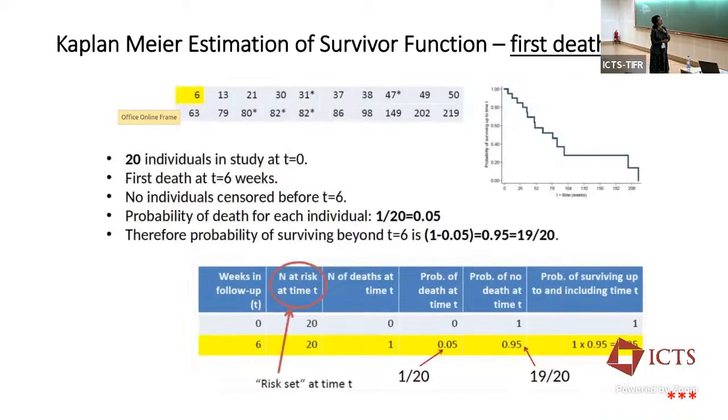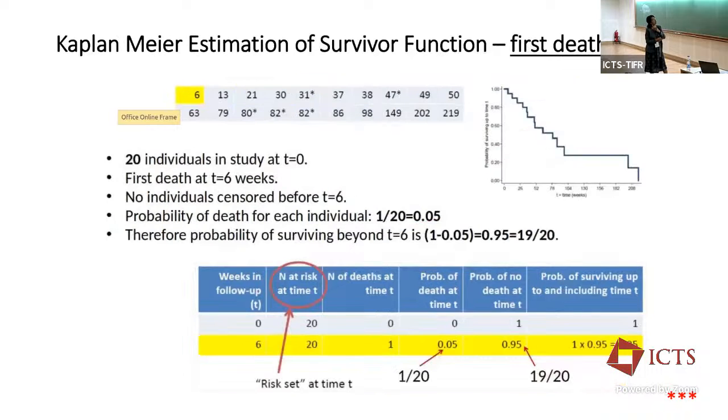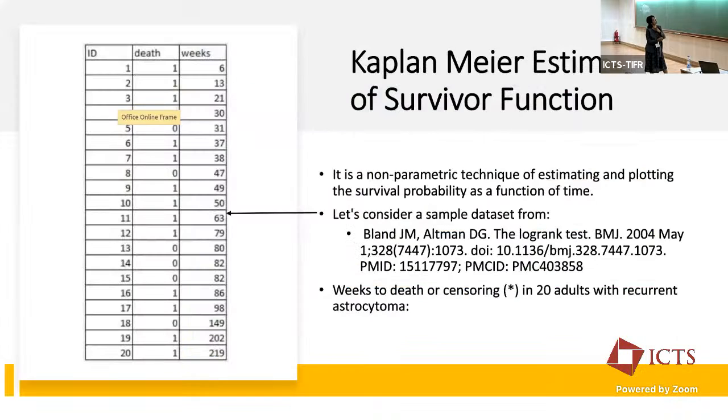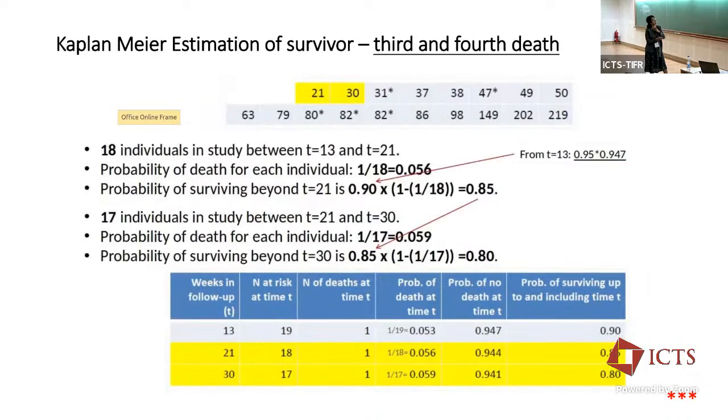Is that right? It was 1 over 20. That should have been 1 over 19, then 1 over 18. I think I've missed one of the slides, because I should have shown week 13 also. At week 13, one person died. So I should have shown week 13. Yes, I've missed that one.